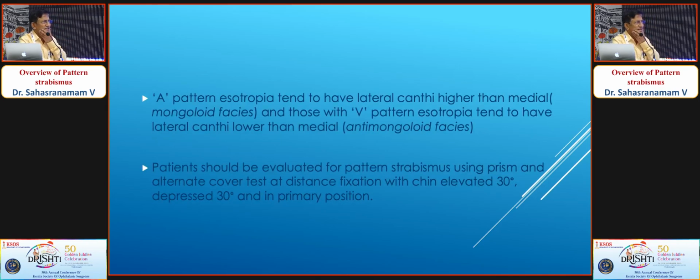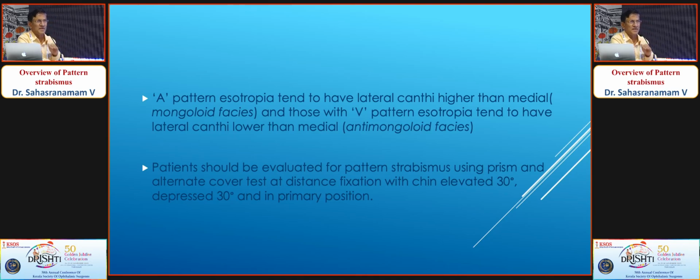Another thing we may say is, patients who present with V pattern esotropia tend to have their lateral canthi higher than the medial, which we call the mongoloid facies. Whereas in A pattern esotropia, they tend to have their lateral canthi lower than the medial. That's the anti-mongoloid facies. That's another thing which you may come across.